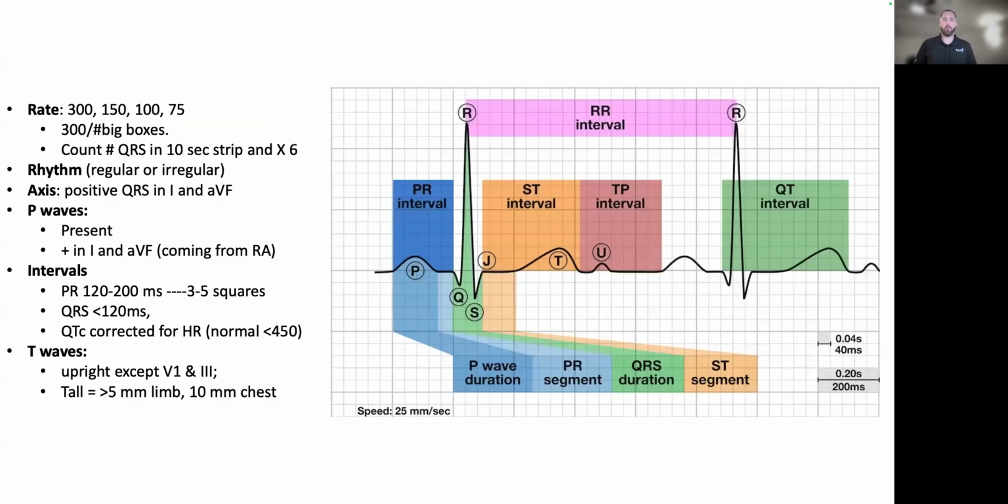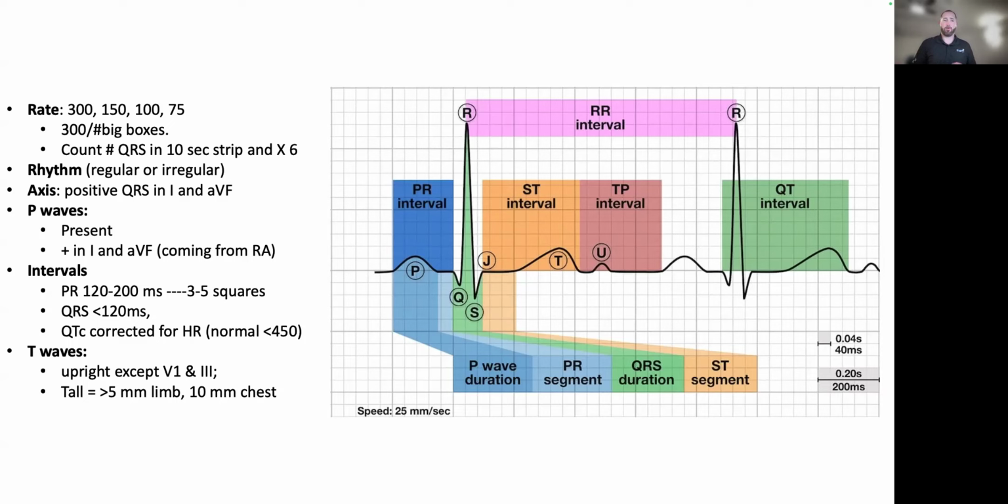When you're looking at your EKG, remember we have the rate, rhythm, axis that we're going to be analyzing, and you can calculate the patient's rate. Remember the big boxes, 300, 150, 100, and so on and so forth. You take the number 300 divided by the big boxes, and that will get you an estimation on the rate, although most of the EKG readouts will give you a rate as well. It's good to know how to calculate it. Or you can count the number of QRSs in a 10-second strip and multiply that times 6.